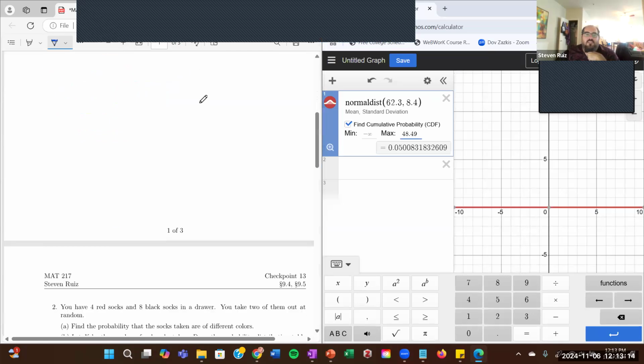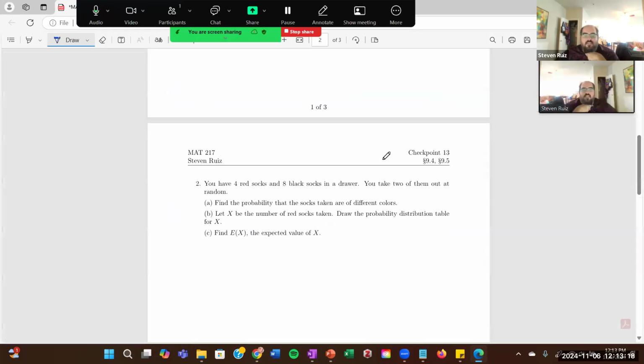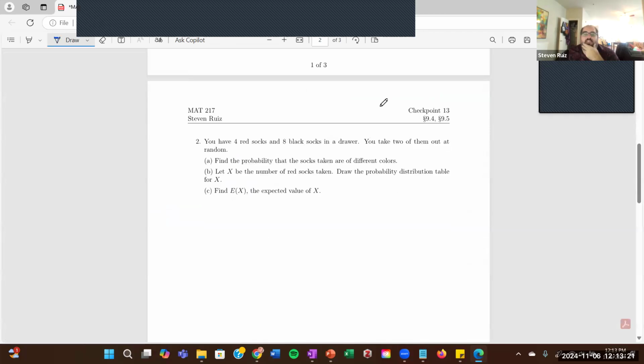So moving on to question 2. I'll go ahead and maximize this. I don't know if I need Desmos again, but I'll leave it open. We have 4 red socks and 8 black socks in a drawer. We take 2 of them out at random. A, find the probability the socks taken are of different colors.